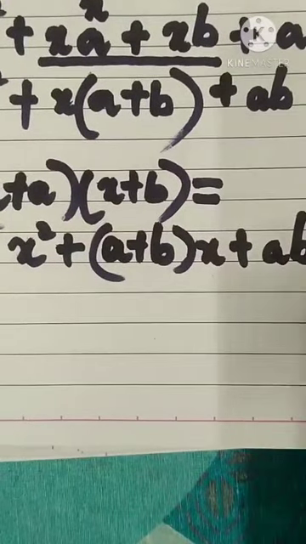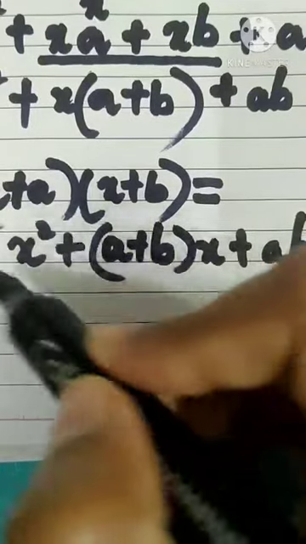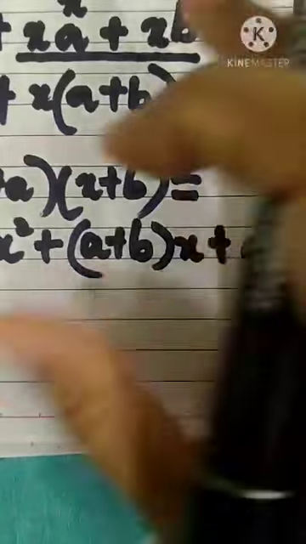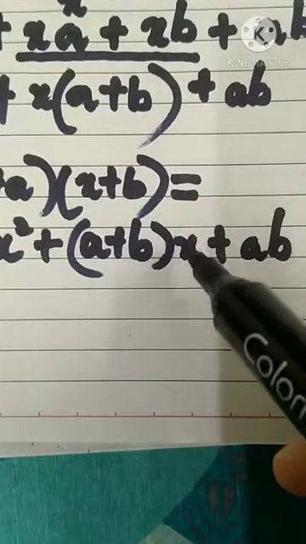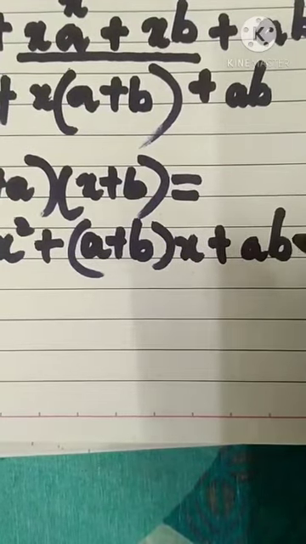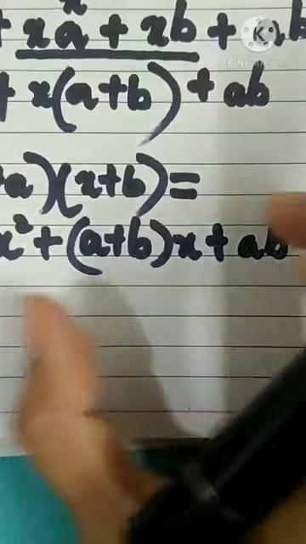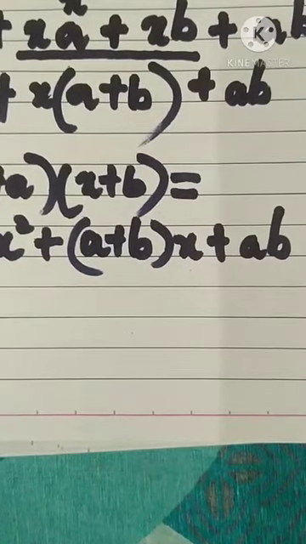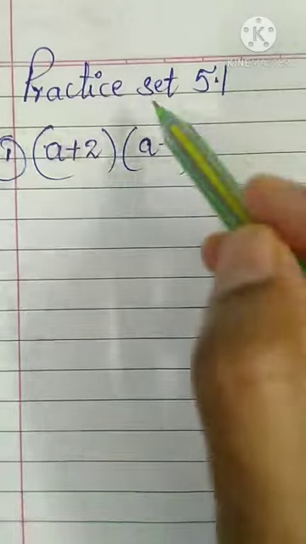Okay, will you remember? X plus A into x plus B is equal to x square, that is area of square, plus when you added both the rectangles, you got A plus B into x, plus AB, the next rectangle. Okay. Understood? So you will remember the formula. You have to learn the formula by heart, and then we will solve the practice set. Okay, so we have practice set 5.1 related to the formula.